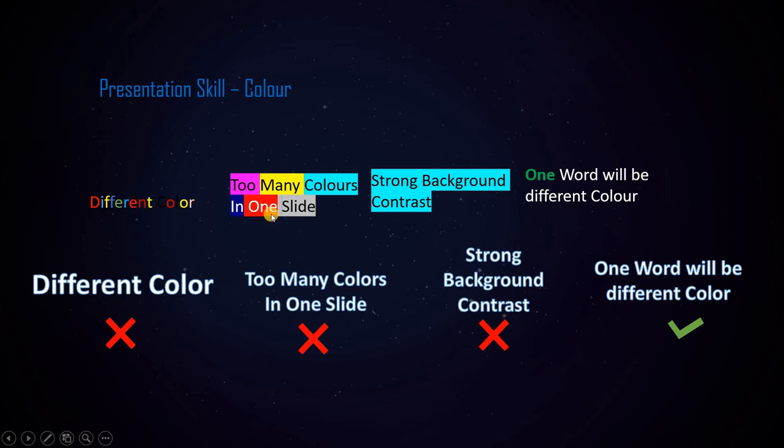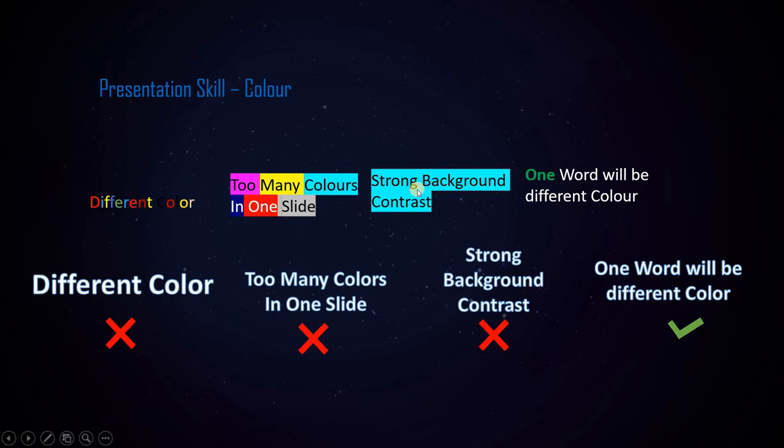If you're using many colors in a slide, if yellow is there, green is there, blue is there, red is there, so too many colors are there. Also, the human eye cannot understand too many colors. If you are putting one color or two colors, that is enough. Too many colors in your colorful slides is not effective.